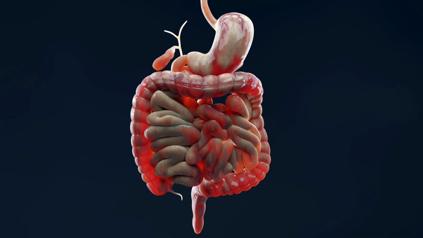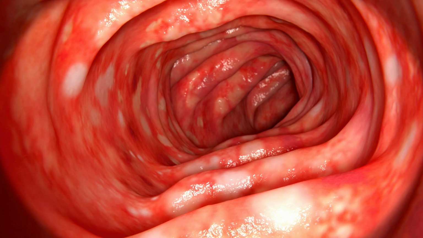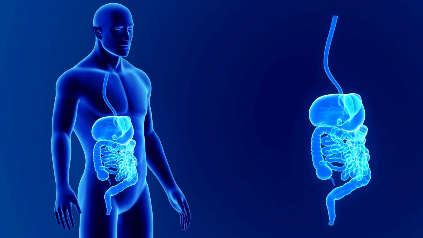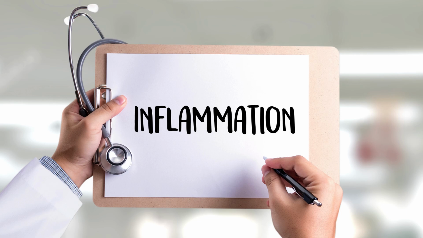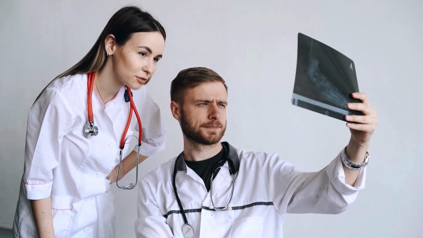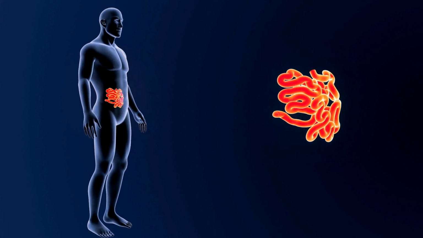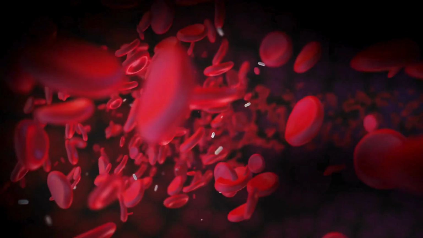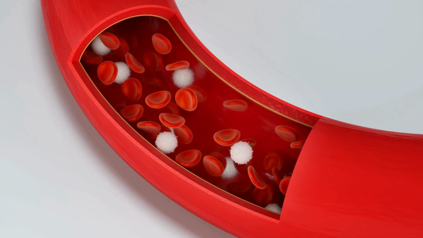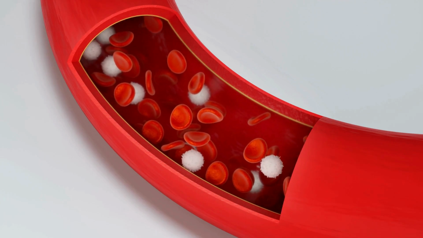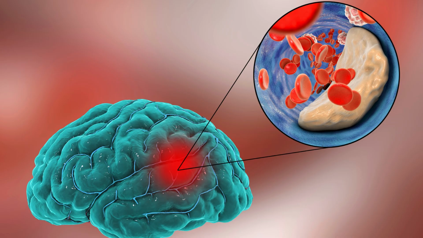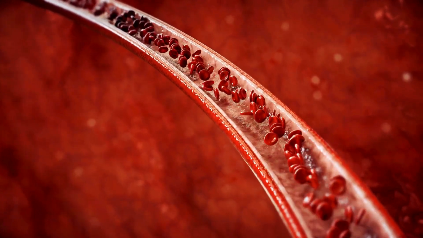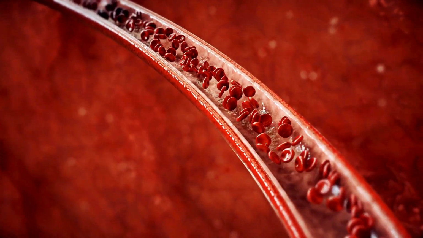Inflammatory bowel diseases. Crohn's disease and ulcerative colitis are chronic conditions where the immune system mistakenly attacks the digestive system, causing inflammation. Ulcerative colitis specifically affects the colon and rectum. Ischemic colitis. Reduced blood flow to the colon, often due to blood vessel blockages, can lead to ischemic colitis. This may result from conditions like atherosclerosis or blood clots.